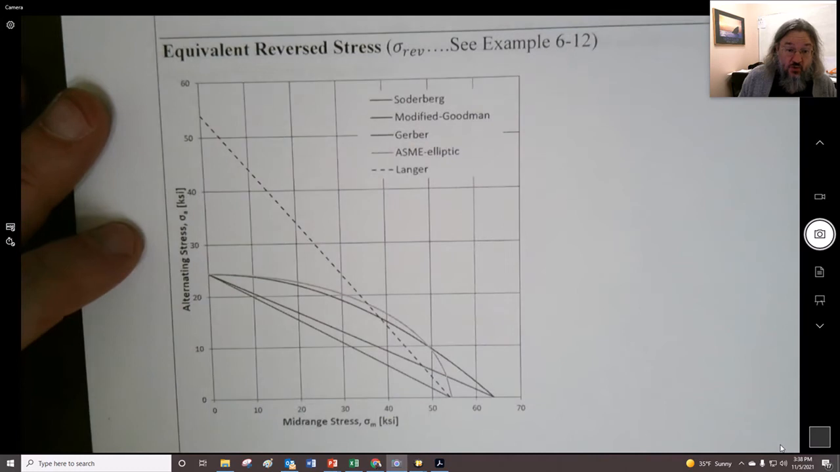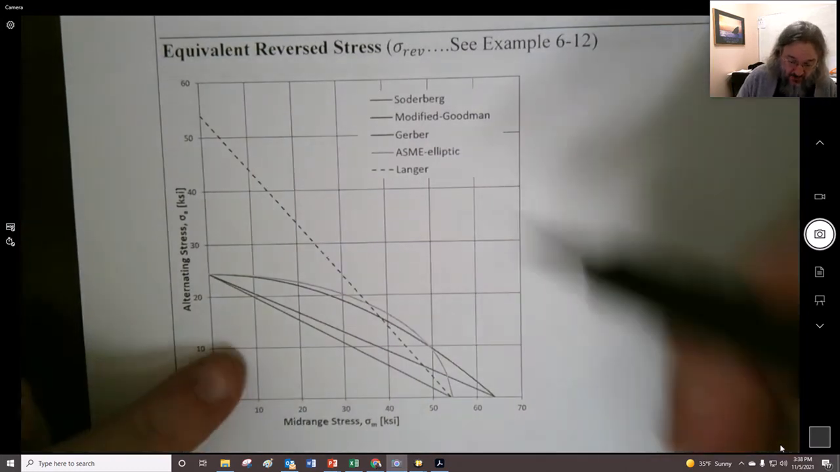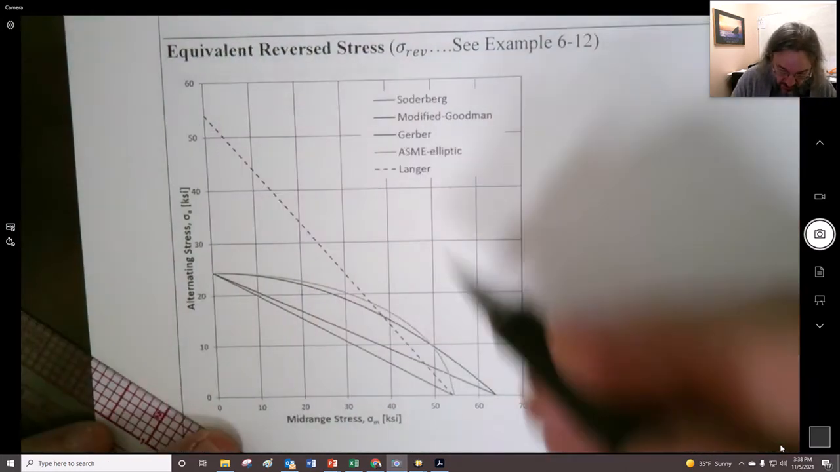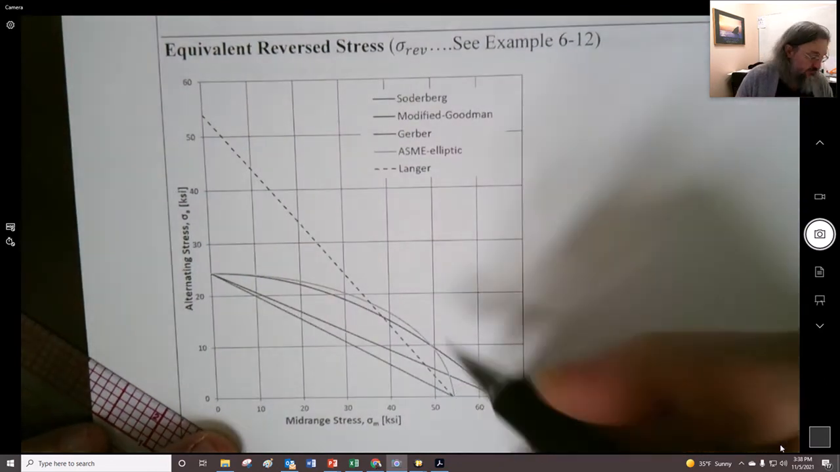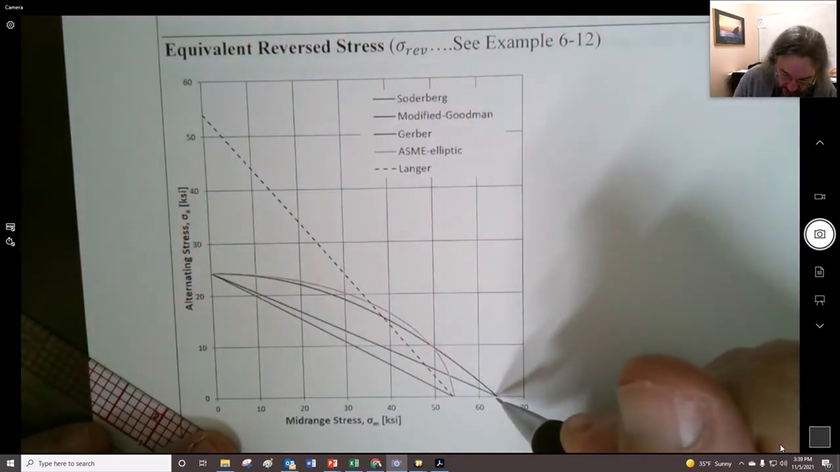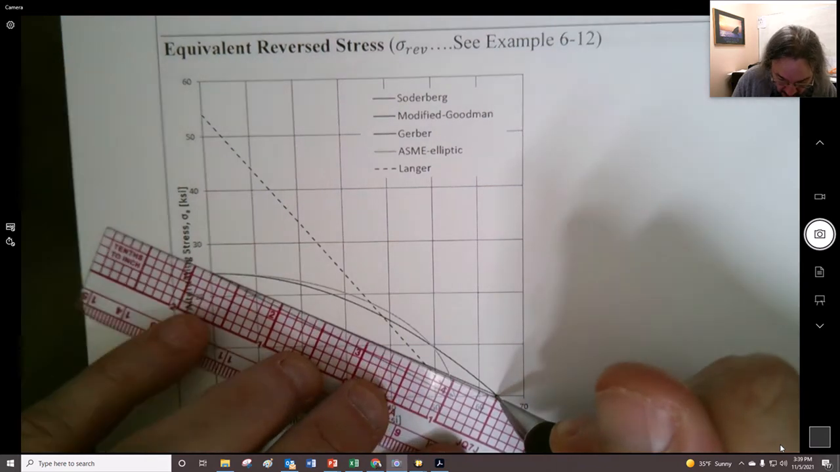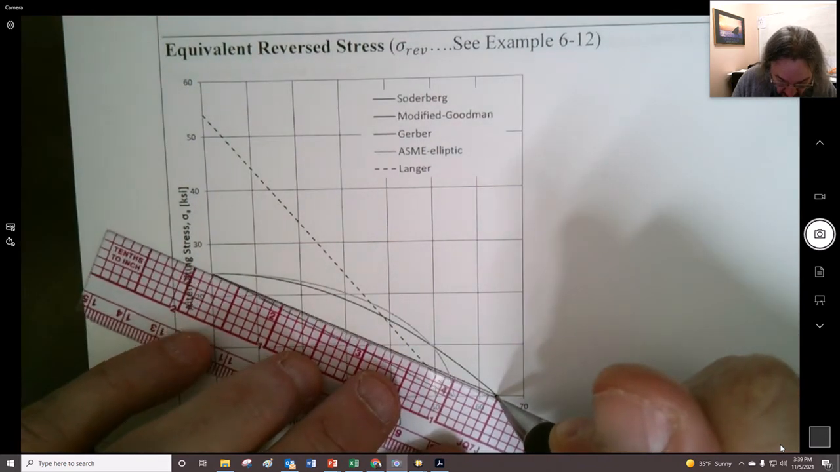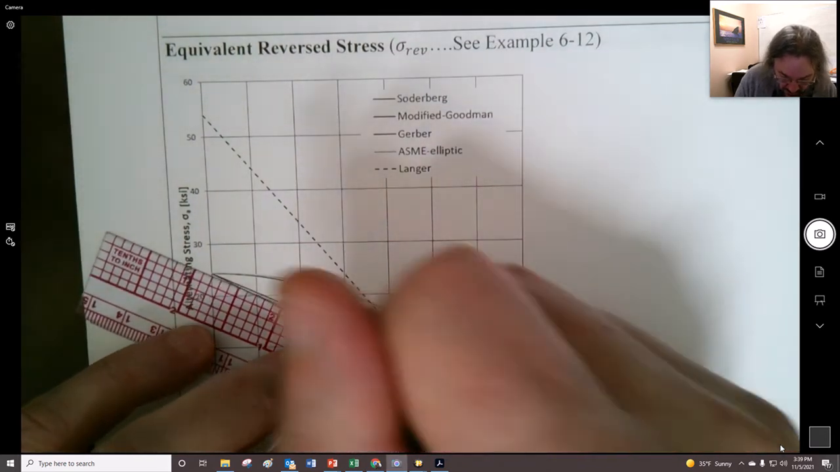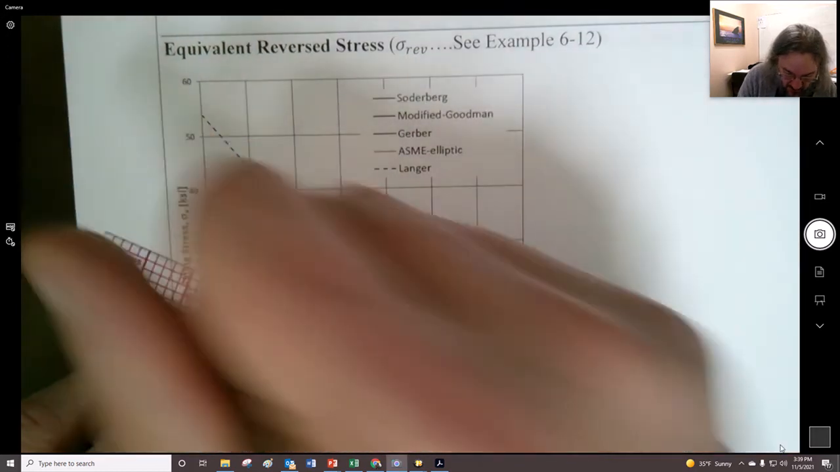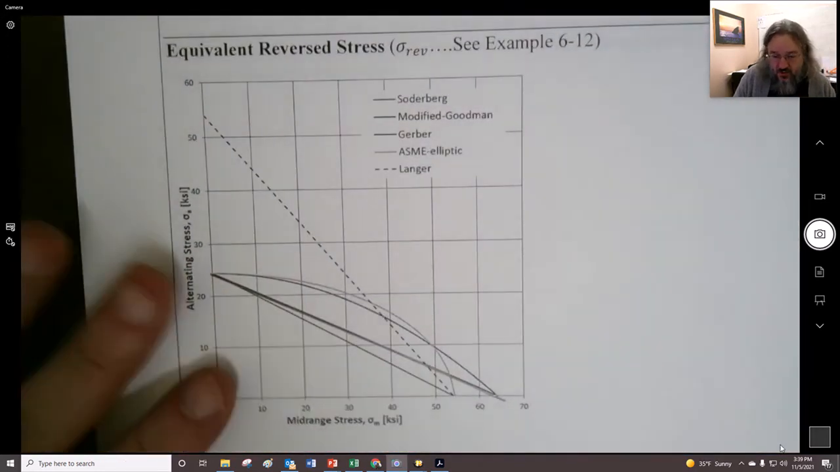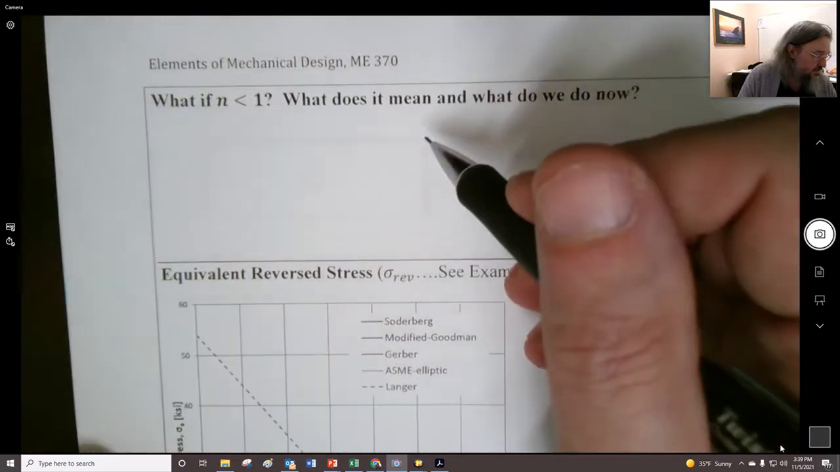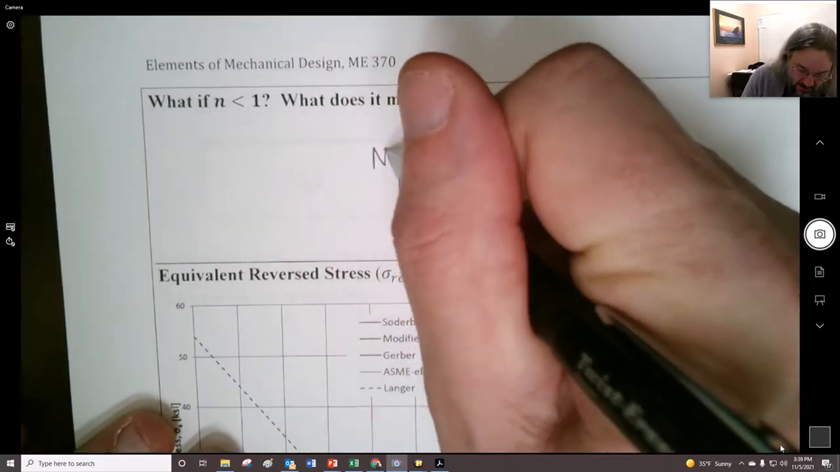Okay, so the idea is, the modified Goodman here, based on this graph that I have right here, is this line right here. So I'm going to highlight this. I'm going to use the modified Goodman. So first I'll evaluate the safety factor. Is it above 1 or is it less than 1, right? What does it mean? It means that it's not infinite.